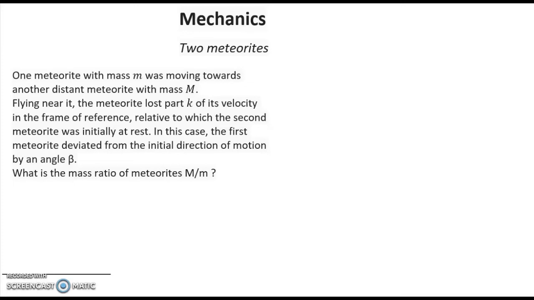Mechanics. Two meteorites. One meteorite with mass small m was moving towards another distant meteorite with mass big M. Flying near it, the meteorite lost part k of its velocity in the frame of reference relative to which the second meteorite was initially at rest. In this case, the first meteorite deviated from the initial direction of motion by angle beta. What is the mass ratio of the meteorites, big M over small m?